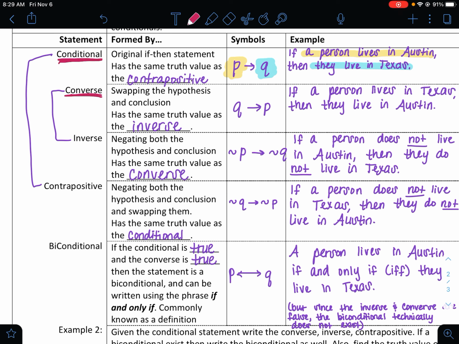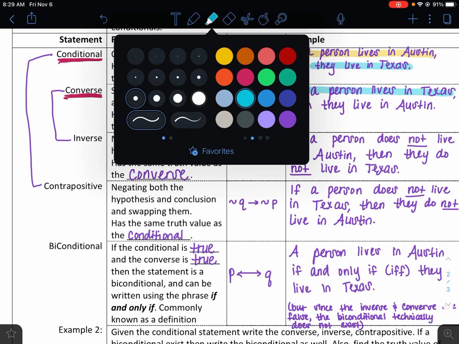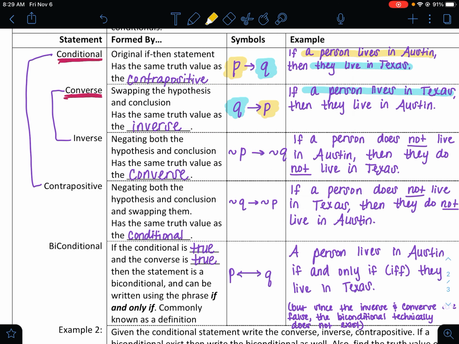Now converse happens when you swap them out. So now the conclusion is going to go first. You see over here in the example, if a person lives in Texas, so now we're putting the Texas part first and the Austin part second. We just switched them. That's what a converse is.